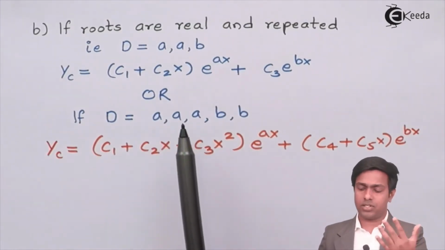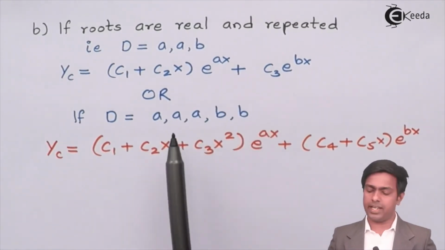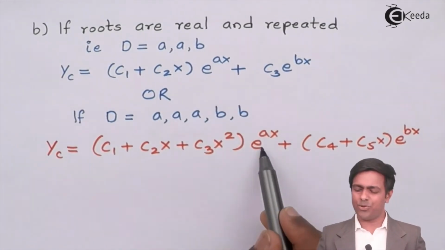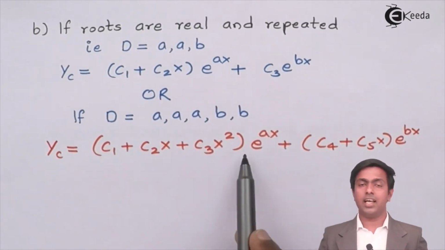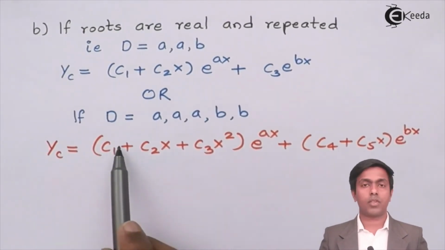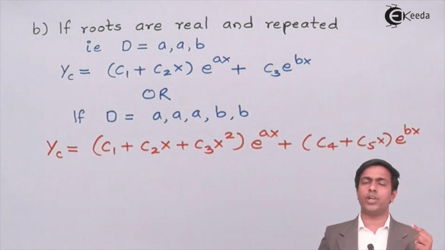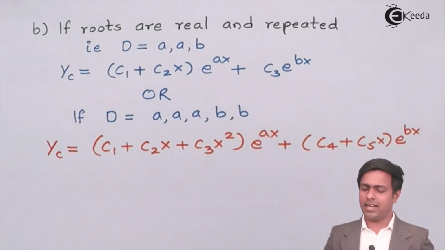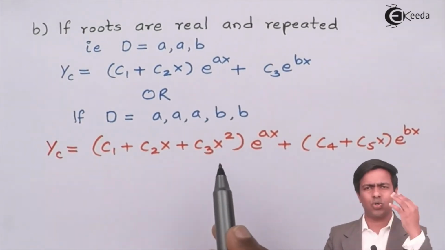Let's say now there are five roots, that is A and B. Both roots are repeated. A is repeated three times, B is repeated two times. In this case, let's see what happens. This e to the power ax is the first root. Now A is repeating three times, hence in the bracket I have written three constants, C1, C2, C3, and with that I have written nothing, that is constant 1, x and x square. So every time we have to increase the power of x. Tomorrow if we have four roots, then we will have one more term, that is C4 into x cube, and so on.